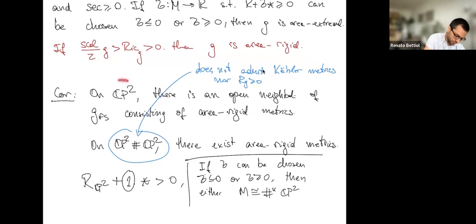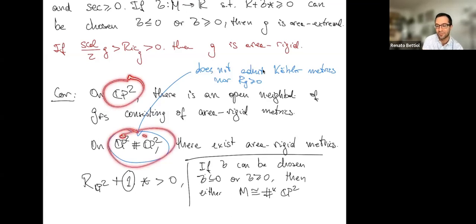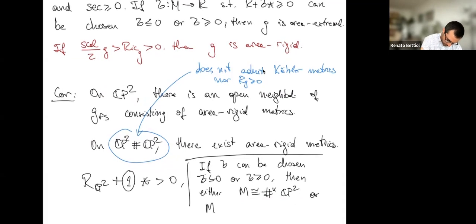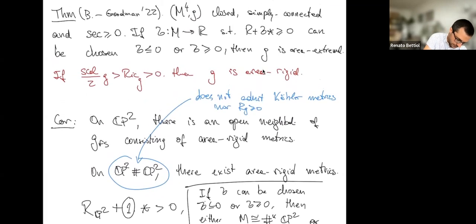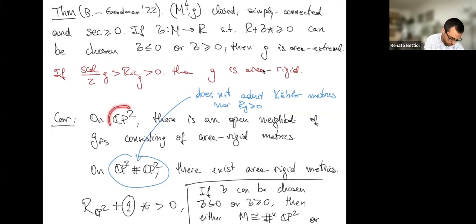That's why here the examples are 1 copy of CP2 or 2 copies of CP2, which so far are the only 2 where we know non-negative sectional curvature exists. So either the manifold is definite, so it's a connected sum of CP2s, or it's actually isometric to a product of spheres with the product metric, which is also area rigid by Goethe-Semmelmann. So the assumptions in the theorem actually force it to be applicable only to these spaces.